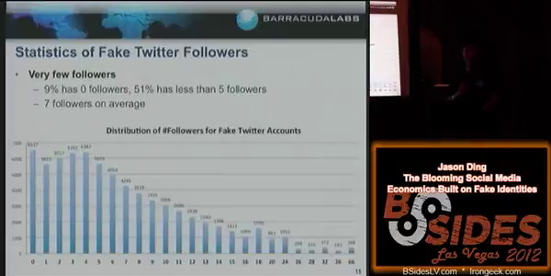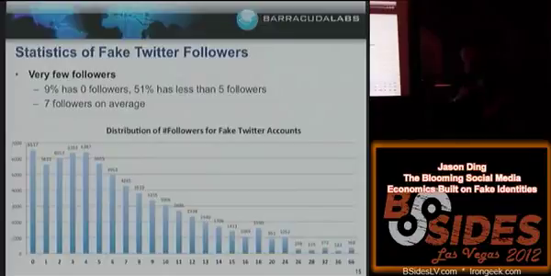And like I mentioned, there are very few followers for these fake accounts since they are robots, right? Many of them don't tweet anything. It's a few nonsense tweets, from different directions. And 9% of them have 0 followers, 51% of them have less than 5 followers. On average, like 7 followers. So it's a small number, right? 7 people follow them back.